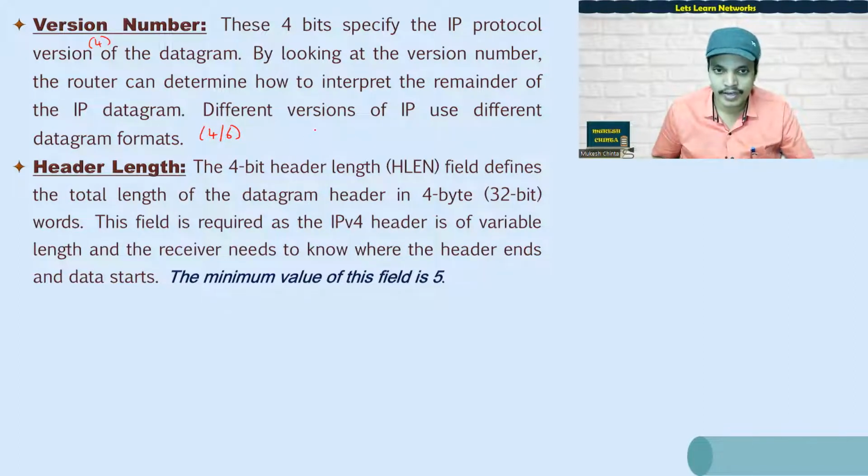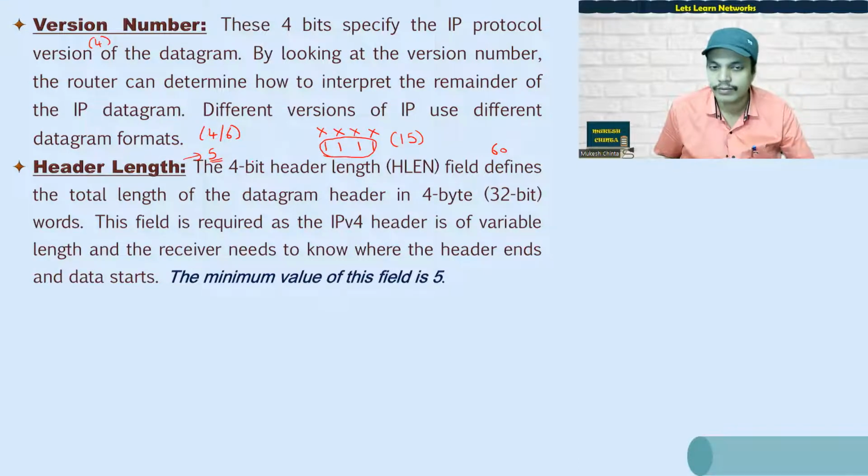Now you have 4 bits, right? The maximum value that I can have for 4 bits is 15, so the maximum header length is 60 bytes. If I'm using a full sized header, my header length value will be 15. Now what about the minimum value? The value of the header length field should be at least 5.